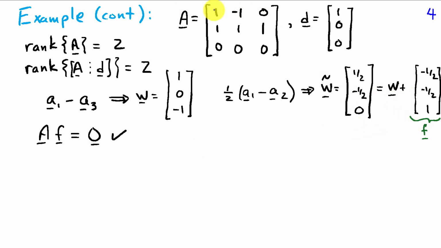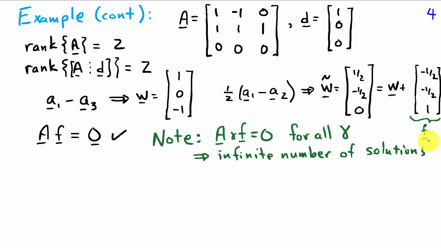We can try that. A times F is going to be 1 times -1/2 minus 1 times -1/2 plus 0, so that's just 0. And then the second row of A into F gives me the sum of these three elements, 1 times -1/2 plus -1/2 plus 1. That again sums to 0. And then of course the third column is all 0, so that's clearly also going to give me 0 when I multiply it into F.